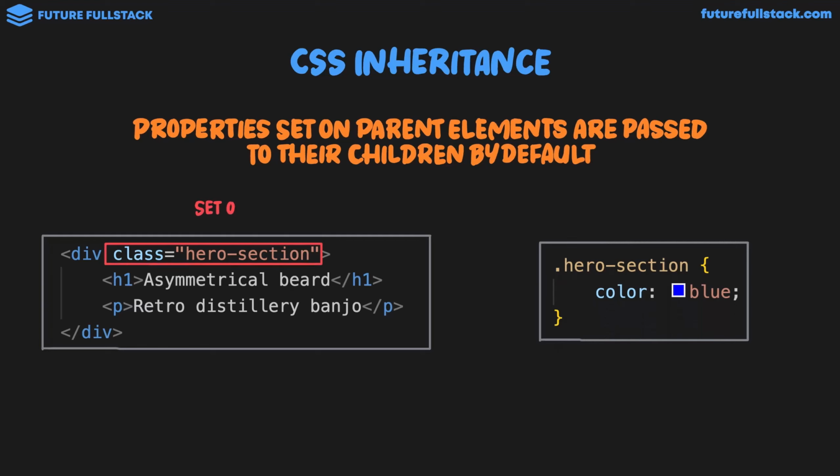Now this rule is set on a parent. So what happens here is the parent element passes down this styling to its children. So the H1 and paragraph get this blue color. And we say the blue color is inherited. So that's the basic idea of inheritance. Properties set on parent elements will be passed down to their children.